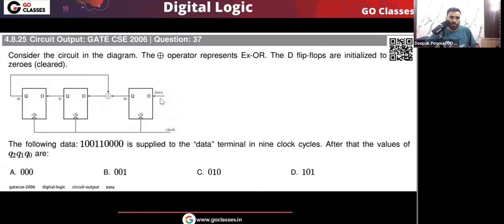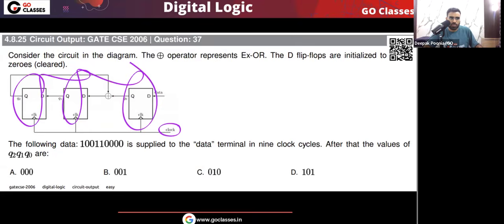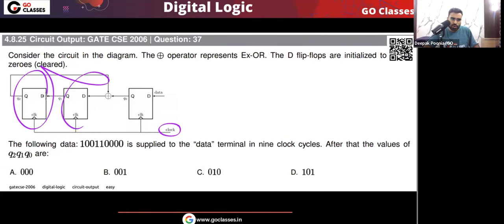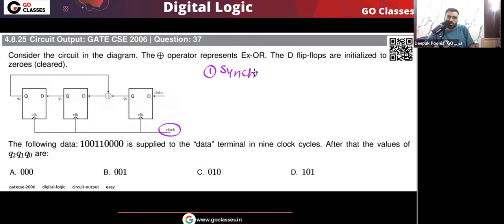Let's solve this question. You can see this circuit is given to you. This is a synchronous sequential circuit. What is the reason? Because the common clock signal is applied to all the flip-flops. We have 3 D flip-flops here, and the common clock signal is applied to all of them. All the D flip-flops are operated by the common clock signal. So this is the first thing to notice, that this is a synchronous sequential circuit.